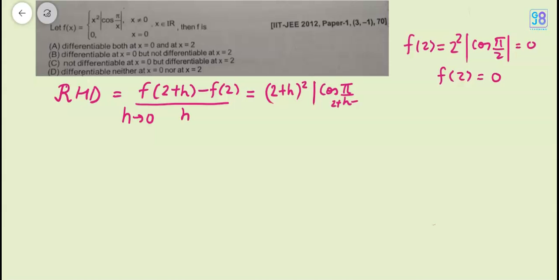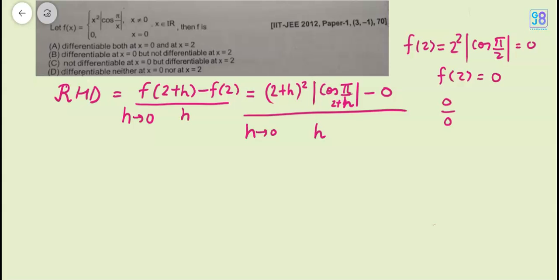Let me write this over here. So this minus 0 over h. Now as h tends towards 0, we'll find that this expression cos(pi/2 + h) will tend towards cos(pi/2), which is 0, and h is already tending to 0. So we'll essentially get an indeterminate form which will look like 0 by 0.